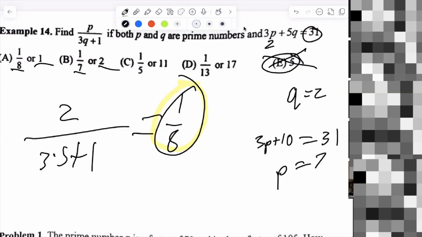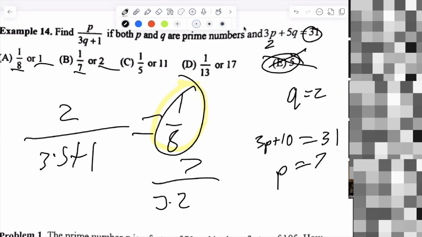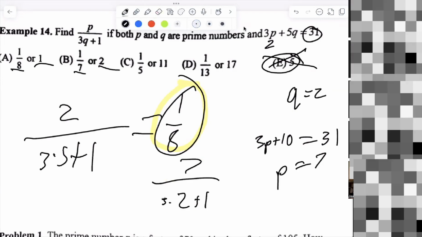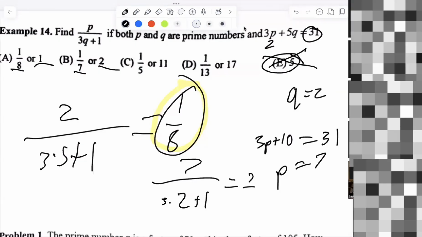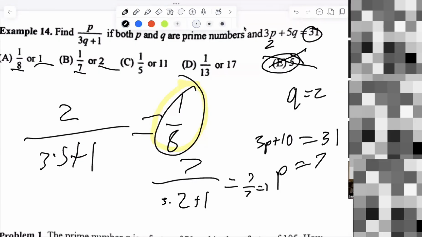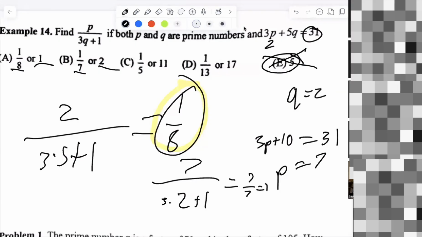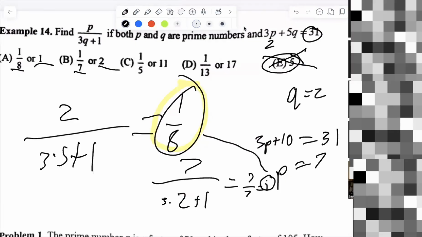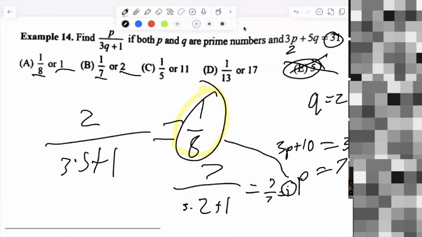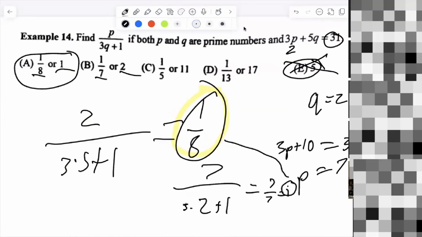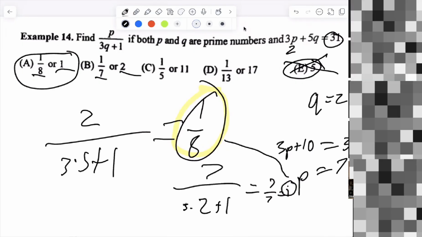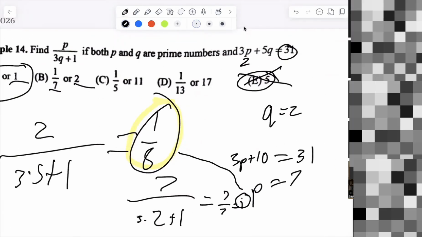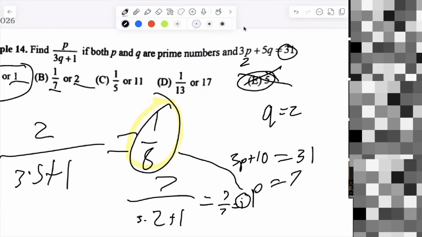Now we'll plug it in again. We get 7 divided by 3 times 2 plus 1, or 7 divided by 7, which is equal to 1. So we have 2 answers now, 1/8 and 1. These 2 are the only answers. So the answer to this question is just A, since that's all the answers we can get by letting P equal to 2 and Q equal to 2. Because remember, an odd plus an even must be equal to odd, and an odd plus odd cannot be equal to an odd.